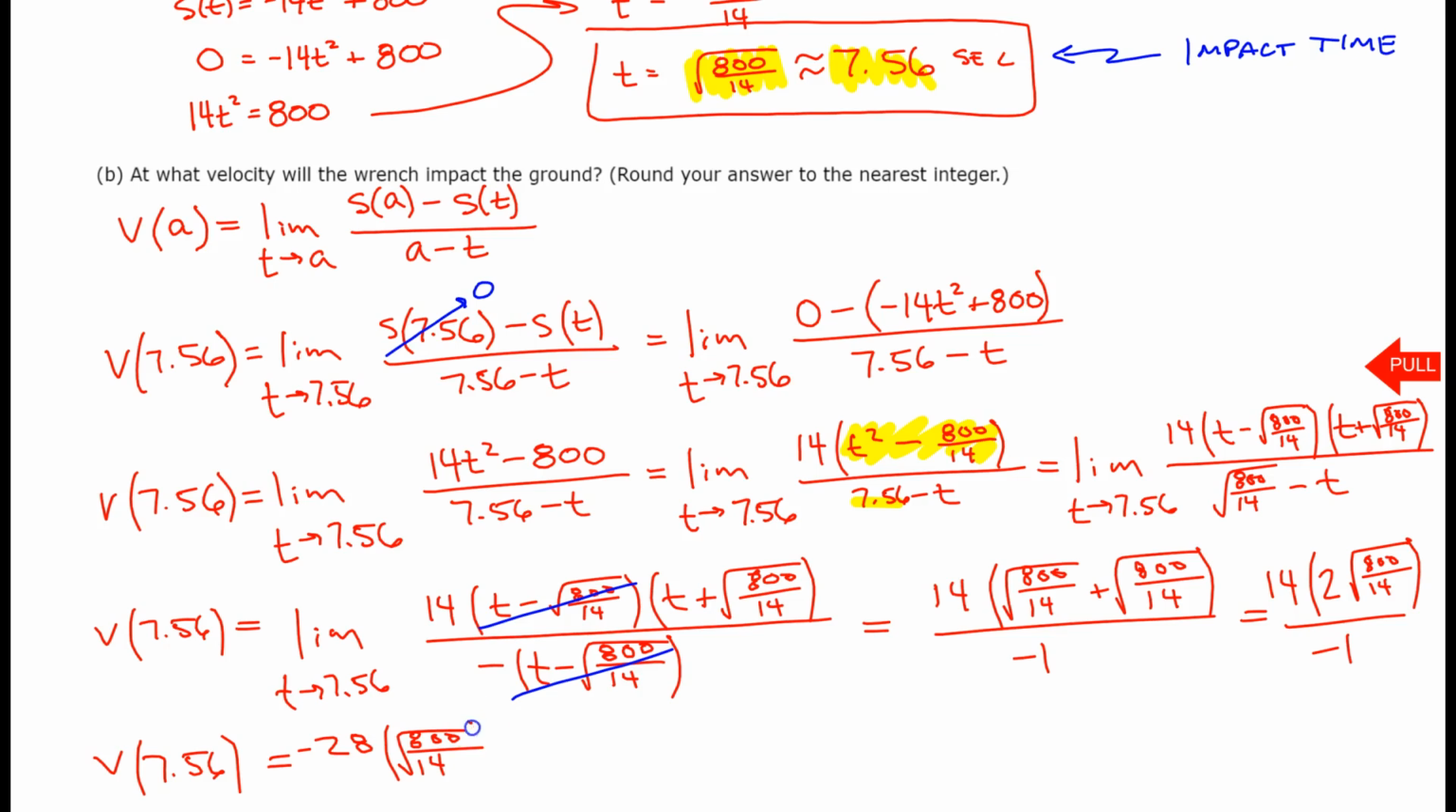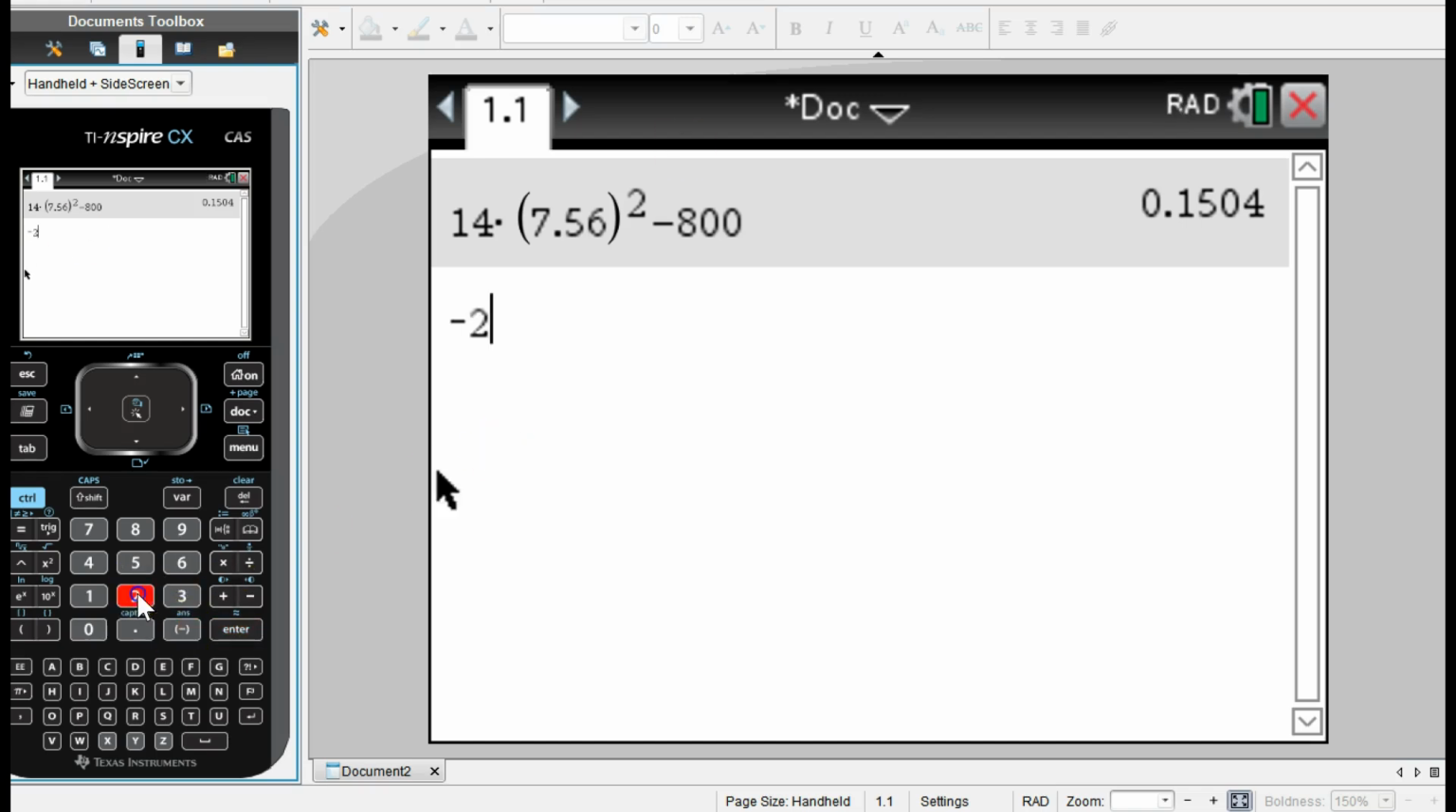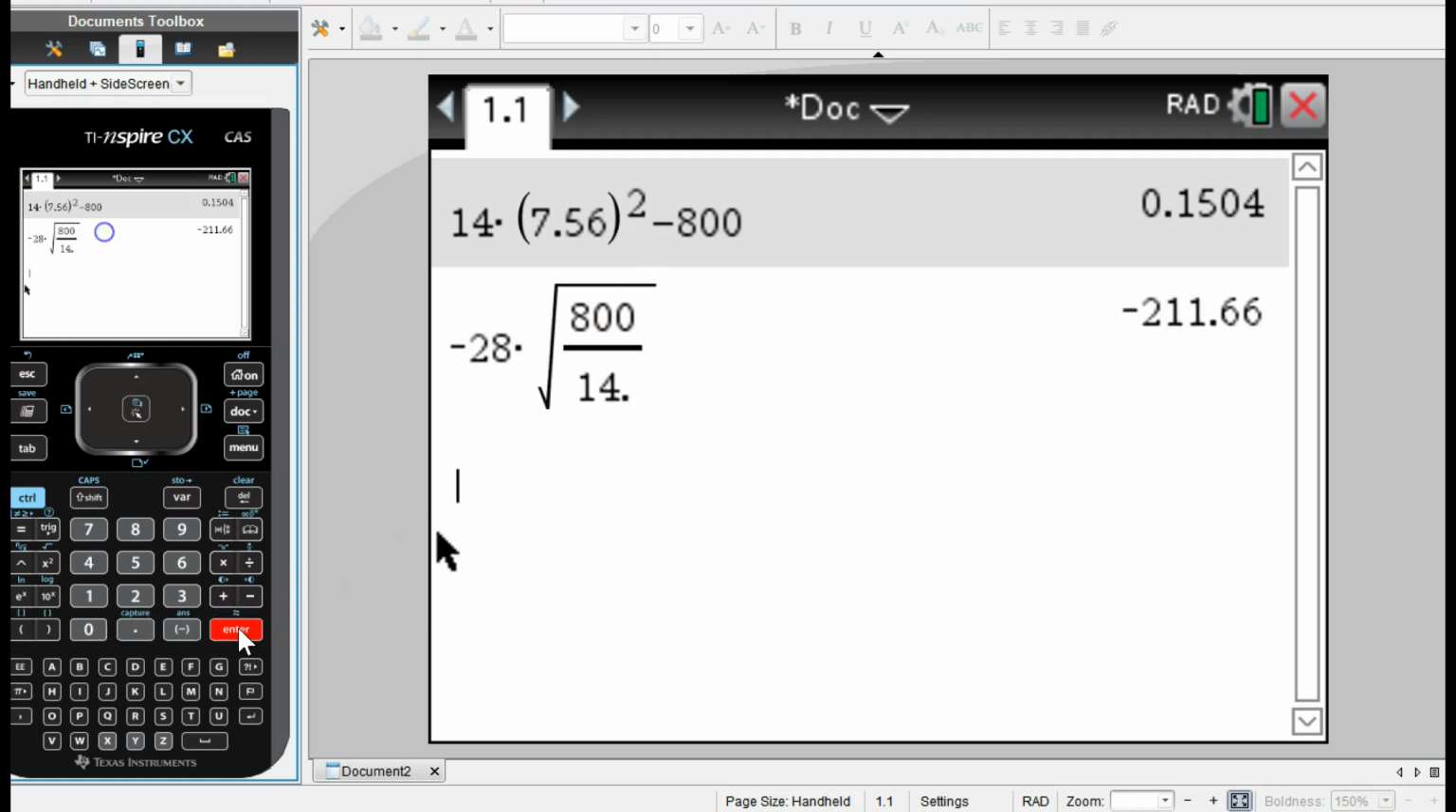And now the problem in WebAssign wants an approximate value, so let's go ahead and go back to the calculator. So I have -28 times square root of 800 divided by 14. Some of you will not necessarily know this, but I have my calculator set up to give me an exact value. So if I do this right now, it's going to try to simplify this radical expression. By throwing a decimal point in there, it'll give me an approximate value. And there's my answer, -211.66.